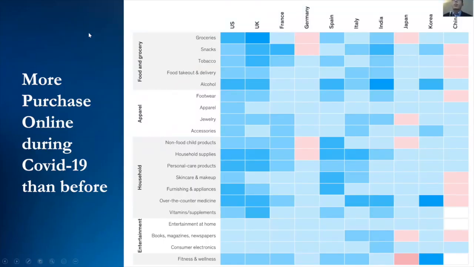And this graph is about whether people purchase online more or less during COVID-19 than before. We can see here the red color indicates that people are using it less during COVID-19 than before. And right here in the United States, we can see that most of the colors are getting dark blue, which means that people are more likely to purchase their needs online during COVID-19 than before.